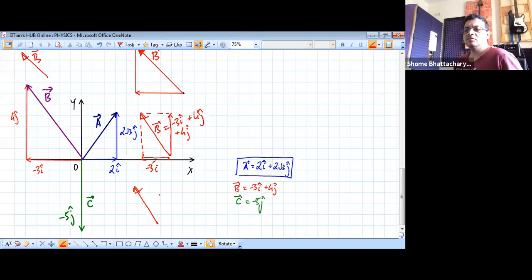And similarly, the vector C I can draw anywhere, but it should be such that its direction is along the negative y-axis. So it is minus 5 j cap. C could be drawn anywhere. It is just for reference that we have drawn them all from the origin. In principle, they can be drawn anywhere. That is the important thing.